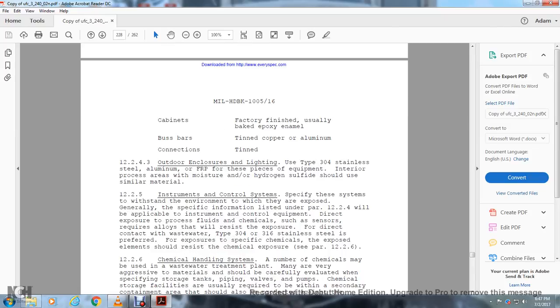12.2.4.3. Outdoor enclosures and lighting: type 304 stainless steel, aluminum, and FRP. Equipment in the interior of process areas with moisture and hydrogen sulfide should use similar materials.